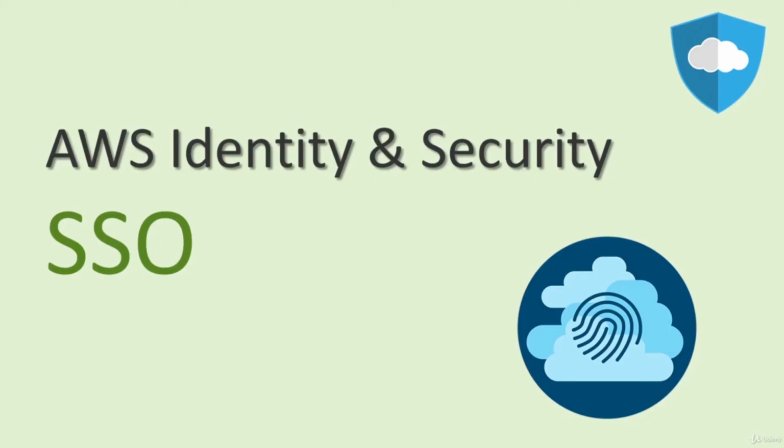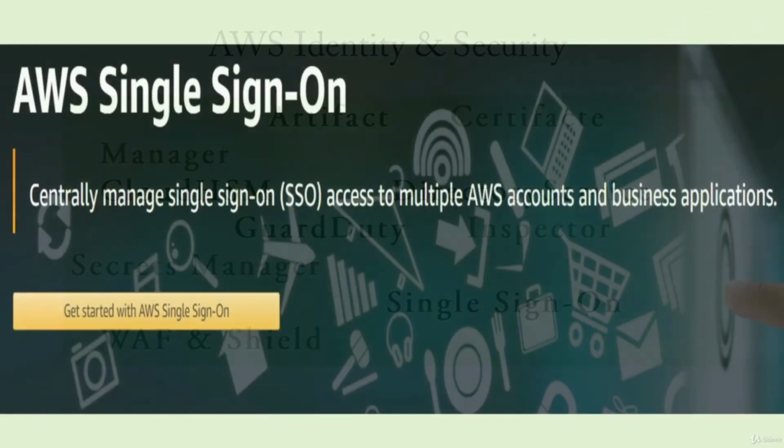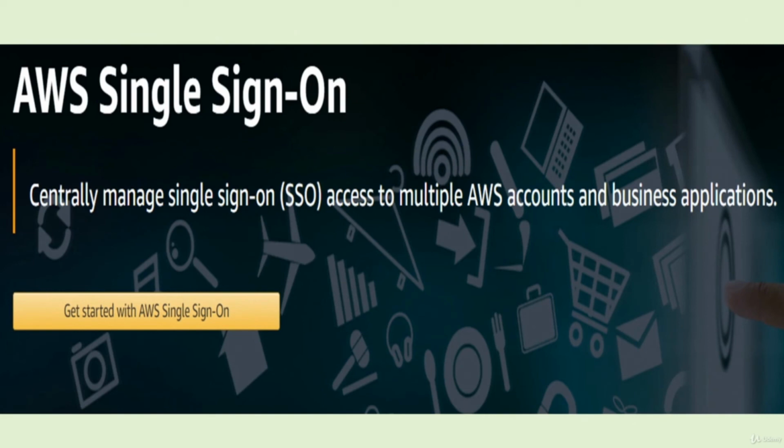Welcome back, friends. Here in this lecture, we're going to learn about single sign-on or SSO on Amazon Cloud, which is an identity and security service. So let's start. With single sign-on, you can centrally manage access to multiple AWS accounts and business applications. You may have an application deployed as a website, an Android and iOS app. You can centrally manage authentications and log in using a single account.